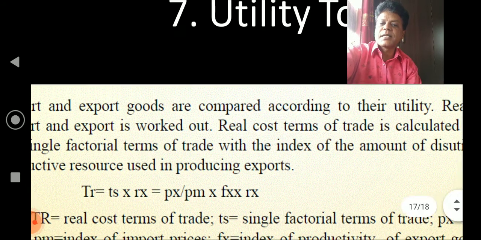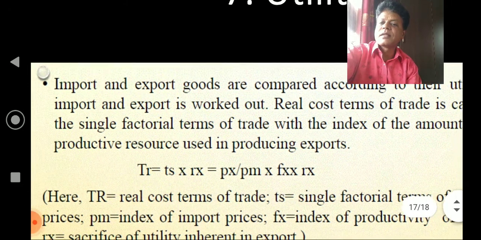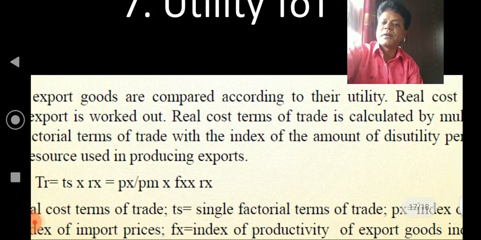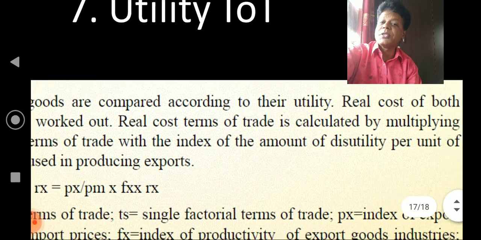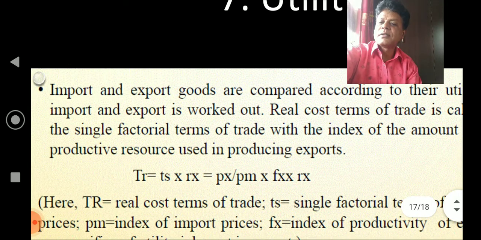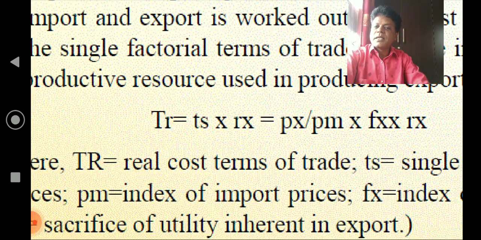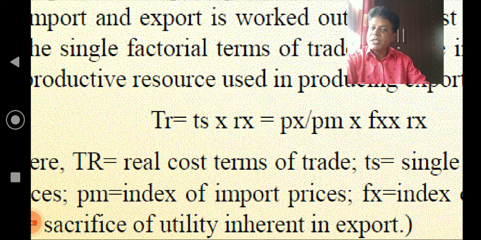Real cost terms of trade is calculated by multiplying the single factorial terms of trade with index of the amount of disutility per unit of productive resources used in producing exports, which is expressed or written in the form of formula as TR is equal to TS into RX, which is equal to PX upon PM into FX into RX.